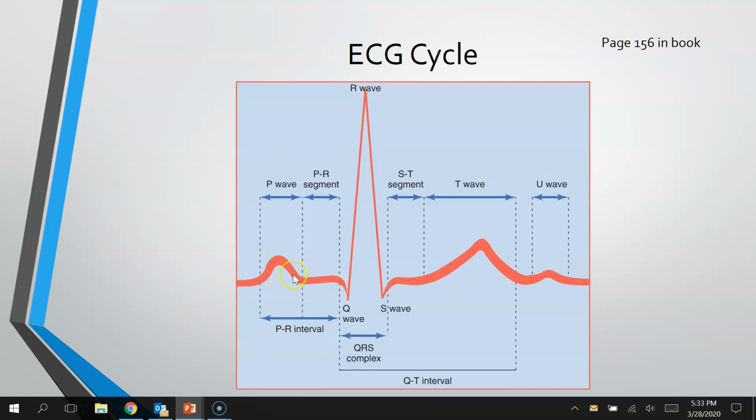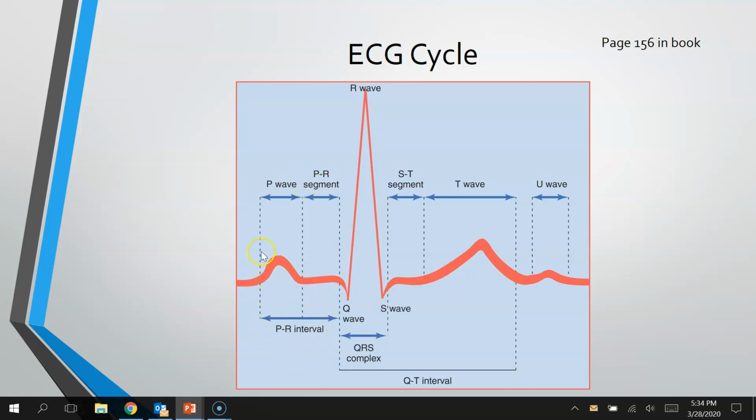We then have a PR segment. Now, little hint, a segment is between two waves. Intervals actually include the wave. So the PR segment is at the end of the P wave and before the QRS. So this is the PR segment right here.